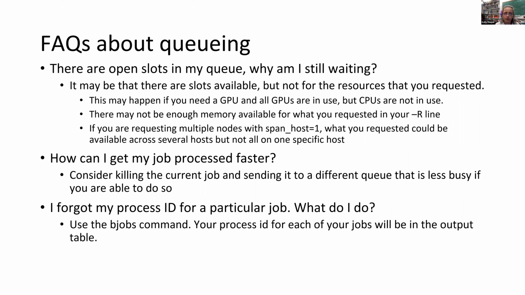I forgot my process ID for a particular job. What do I do? Well, remember that we can use the bjobs command and that it will be listed right in that table. So you can just get it off of that one. And if you have used a good job name in your -J to have descriptive process descriptions, then you would quickly be able to tell which one is the one you are looking for, because they will be unique and will tell a certain directory.